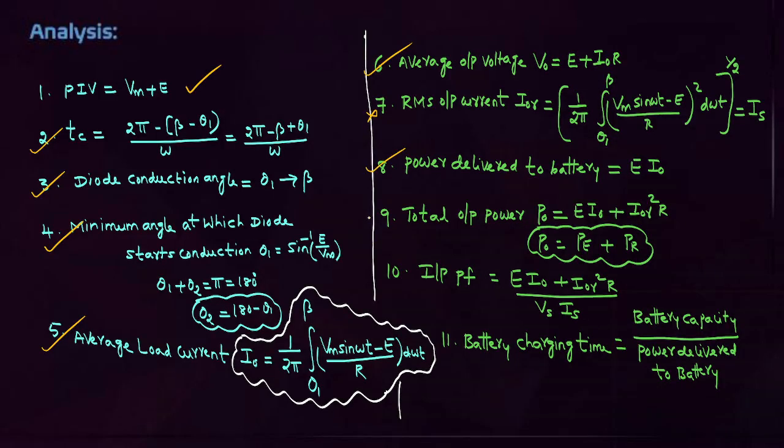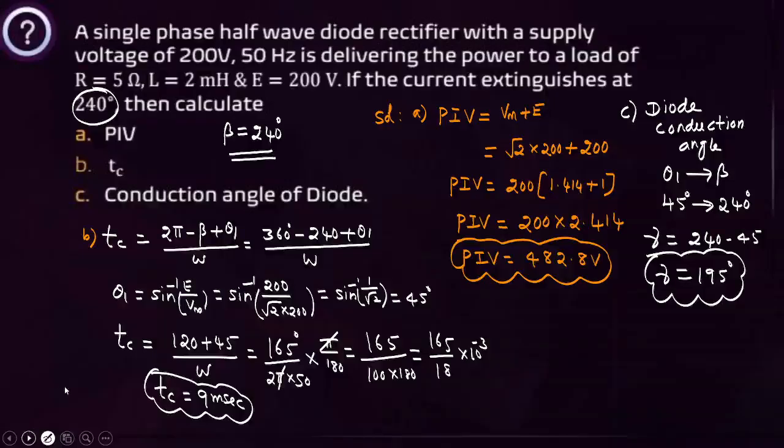Then power delivered to the battery. Then input power factor, a direct formula you can also expect. Battery charging. Also concentrate on the circuit turn off time. Very important are the formulas from minimum starting angle up to average current. Minimum, you have to concentrate on the formulas up to average load current. That is very important. Then practice this problem, a question on the single phase half wave diode rectifier with RLE load.